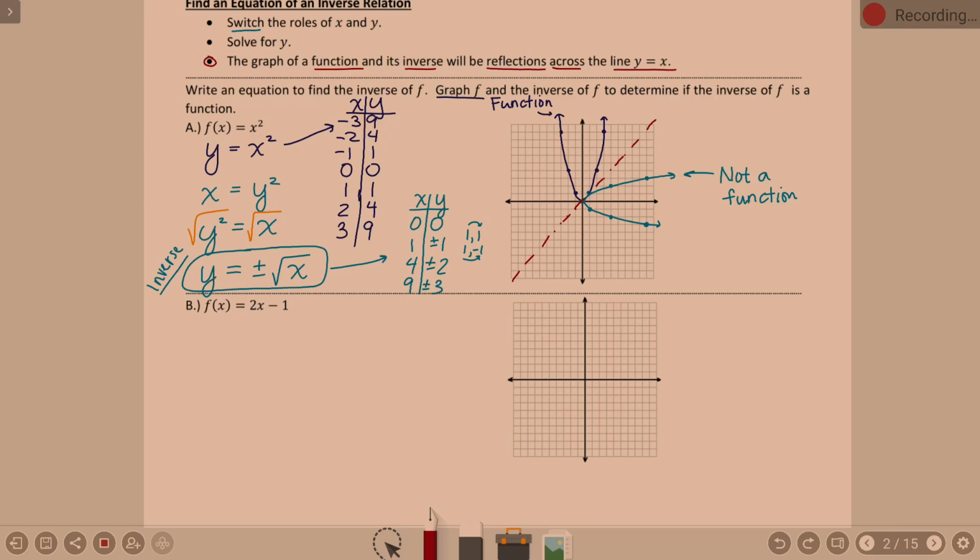If I take my notes paper and fold it along that diagonal line, granted, it's hard to do because I have stuff written on the back, but if I fold it on that diagonal line and hold it up to light, I should see my parabolas lining up on top of each other. Does that make sense? Okay, so that's the idea that a function and its inverse are reflections across the line y equals x. Easier said than done to demonstrate, isn't it? Okay, questions on this one?